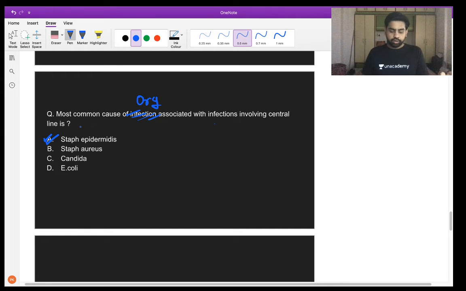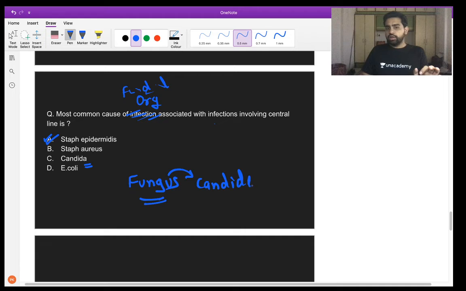Please understand this. But if they change the question to which is the most common fungal organism associated with this, then the answer will become Candida. I'm really sorry guys. So if they ask you which is the most common fungus associated with this, the most common fungus in fact is Candida. Okay, so you have to understand this.